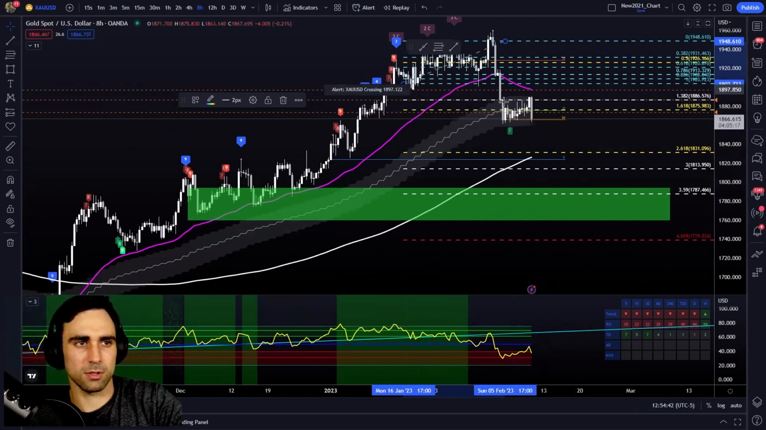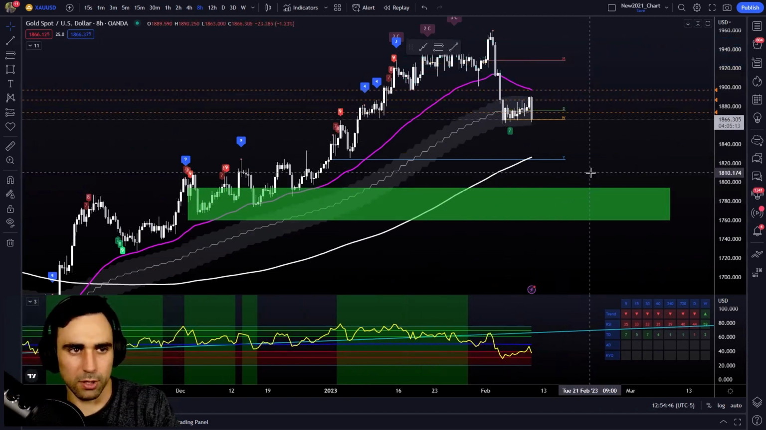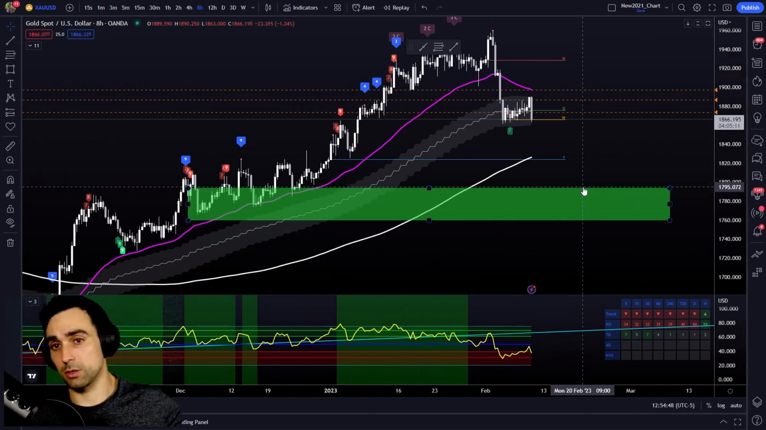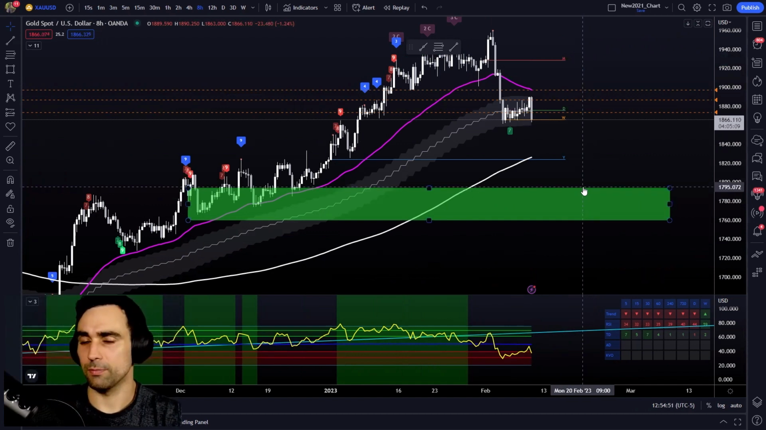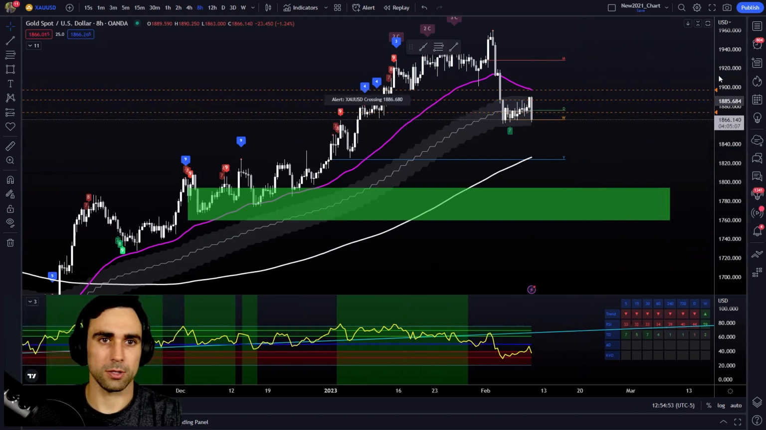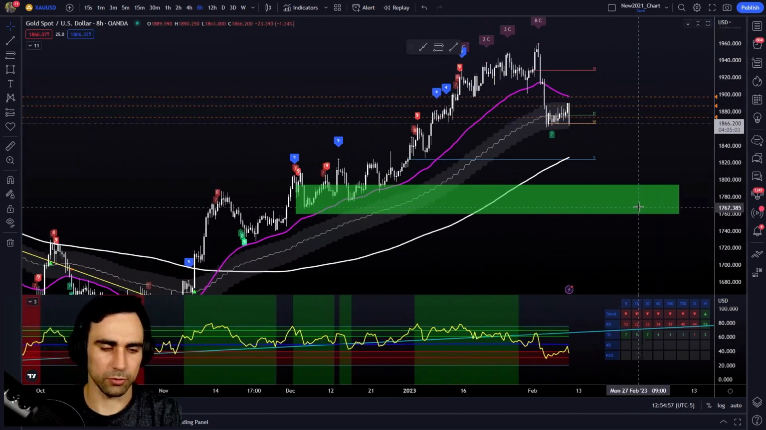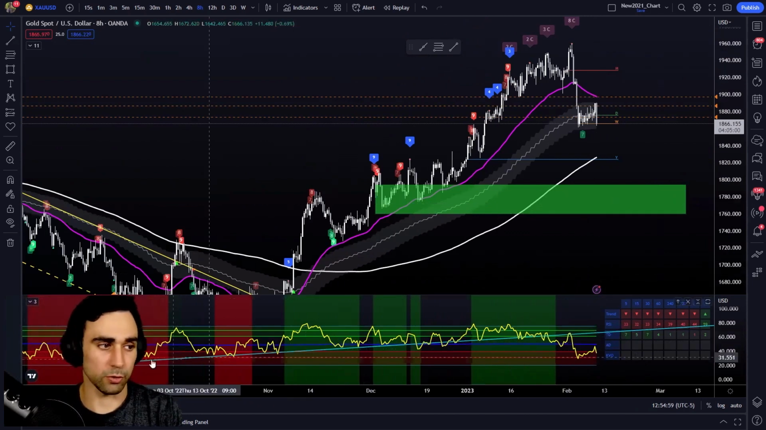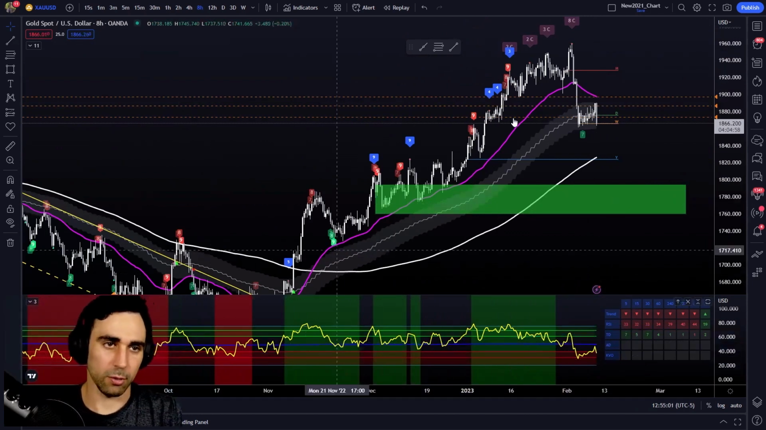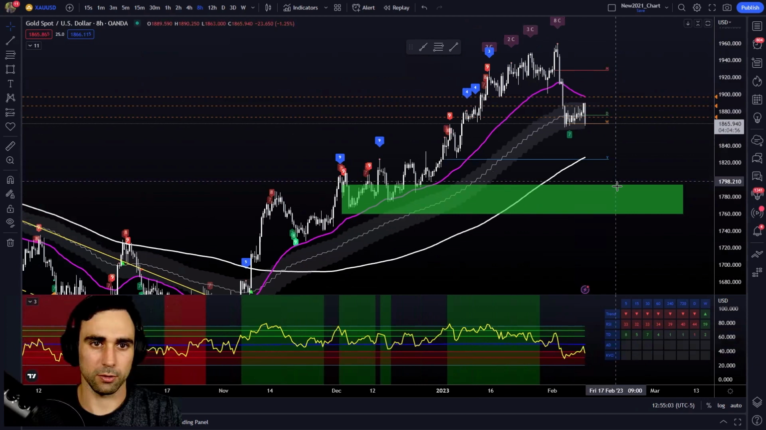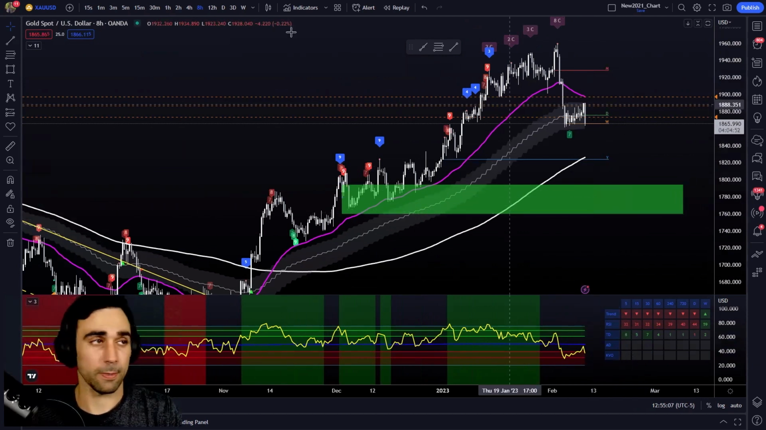So these levels kind of make sense, but I think the ABCD level that it points to around 1790 would be a more accurate target. So that's kind of what I'm looking for with gold. Could easily see this move to the downside, which is bullish for the dollar. So I'd be careful if you're long gold here. Could easily take another 90 to 100 point dump.